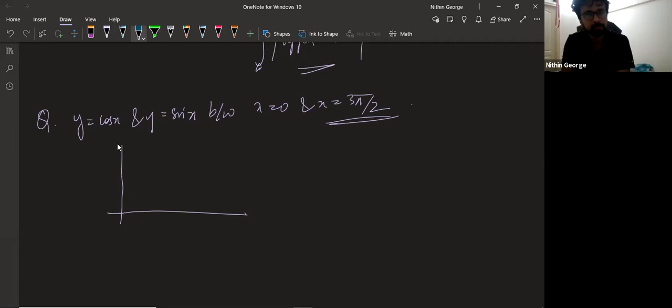For cos x, we are going to 3 pi by 2. This is pi by 2. This is pi. Sin x has to go from 0 to 3 pi by 2. This is pi by 2. This is pi. So sin x goes like this, to 3 pi by 2 where it is minus 1. Right. So we are looking for what area? Area between these curves. So basically this area along with this area, right?